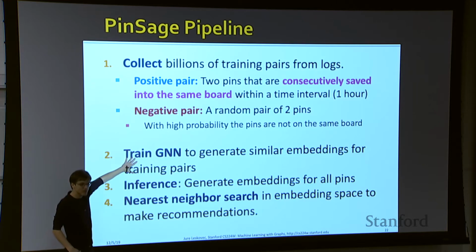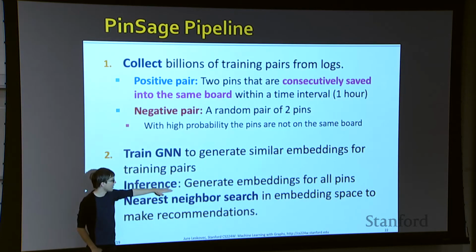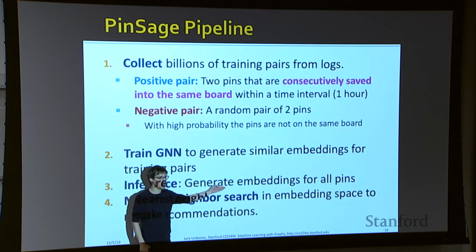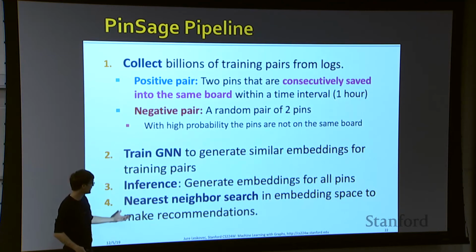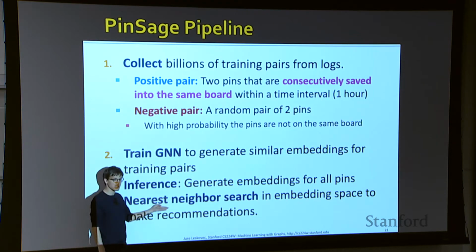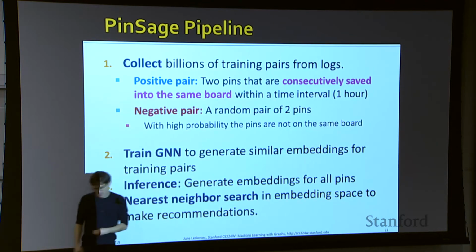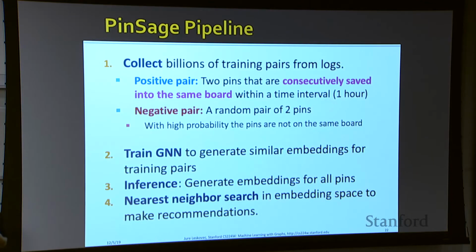Now that I have trained my model, I will apply it to generate embeddings of all the pins, as you asked, right? And now, at the time of recommendations, when I see a user is looking at some pin, I will do a nearest neighbor search based on these embeddings and return related pins. Okay? Make sense?